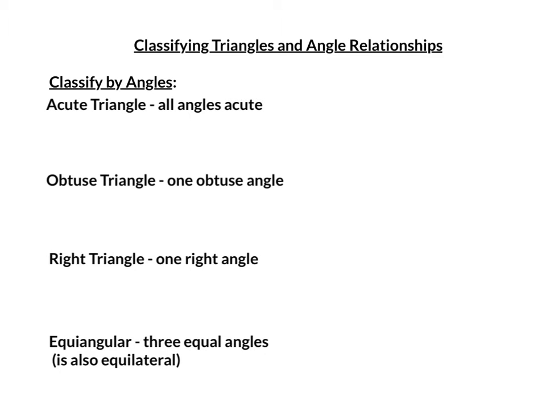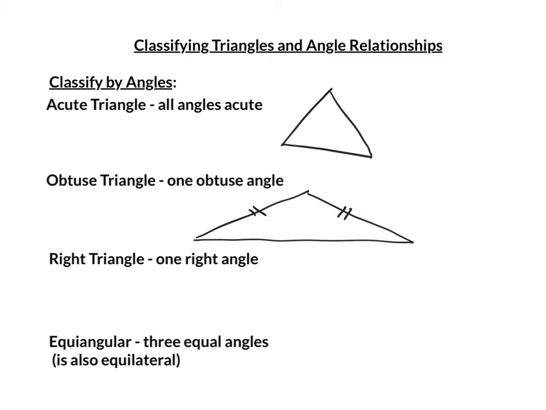Classifying a triangle by its angles, we have an acute triangle. That means all angles acute, meaning they're all less than 90. Both of the examples I drew for the equilateral and isosceles were acute. An acute triangle has three acute angles. An obtuse triangle has one obtuse angle.